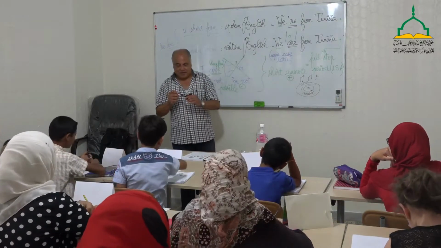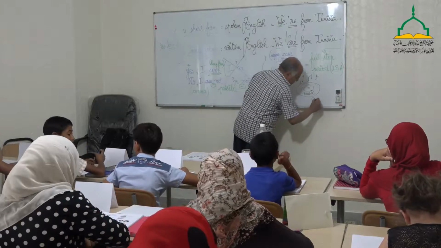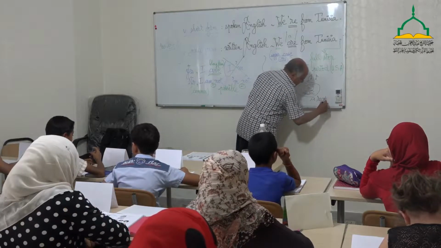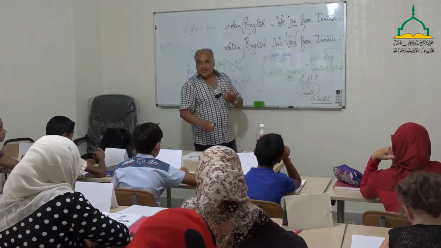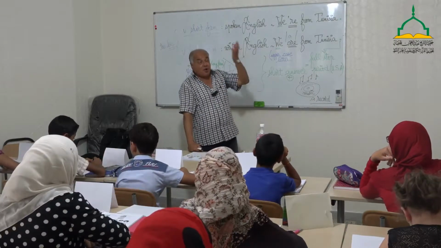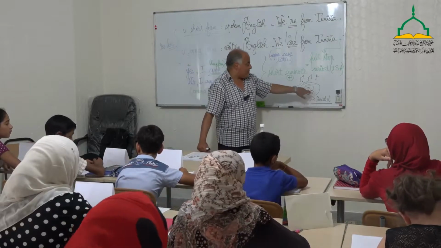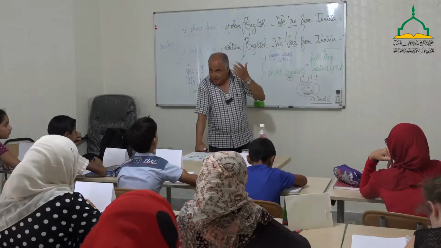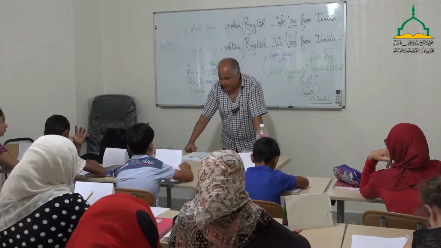So what are records in English? Today you have what we call a CD, a compact disc. But the old discs, they are black. They are called records. So these are old discs. So, a record.